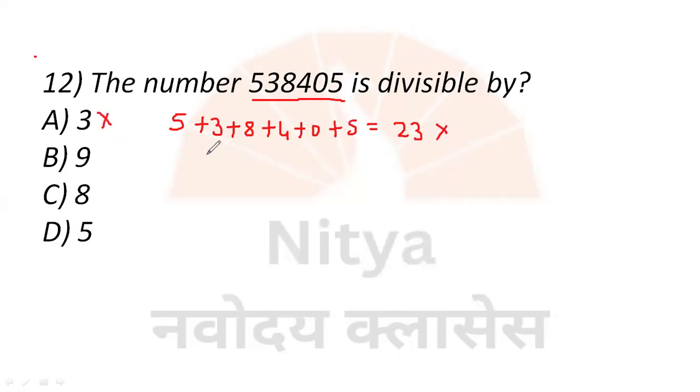If 9, okay, 9's divisibility rule is the same, no? So if the sum of the digits is divisible by 9, so 23 is also not divisible by 9. Okay, and 8.